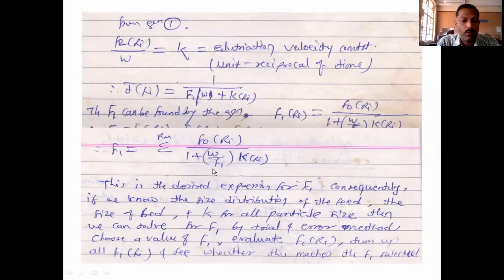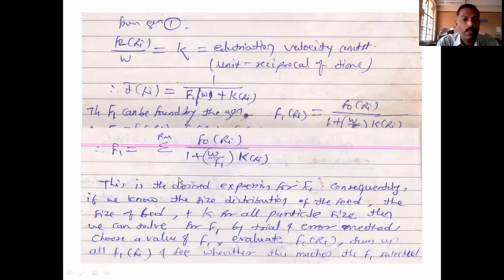So choose any value of F1. Suppose F0 is given as 1000 gram per second. Then we can choose any F1, since F0 is equal to F1 plus F2. Suppose F1 we take 500, 600, 700. We can try. We know the W, we know the total, that is 1000. F1 we suppose 500, and K of that particle we put in and calculate F1. Suppose there are three sizes of particles. We take the summation of all three sizes and calculate F1.